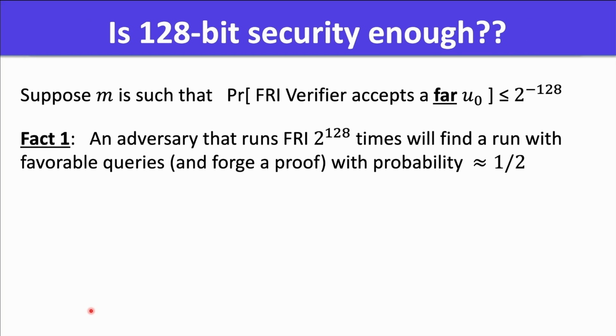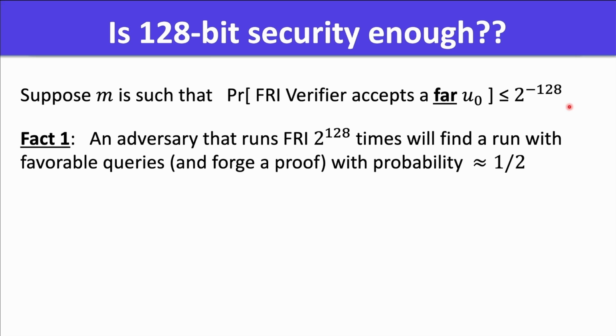The last point I want to make about the basic FRI is this question about security. So far, we said that we choose m so that the probability that the verifier accepts an invalid U0, namely a U0 that's far from the code, is less than 2 to the minus 128.